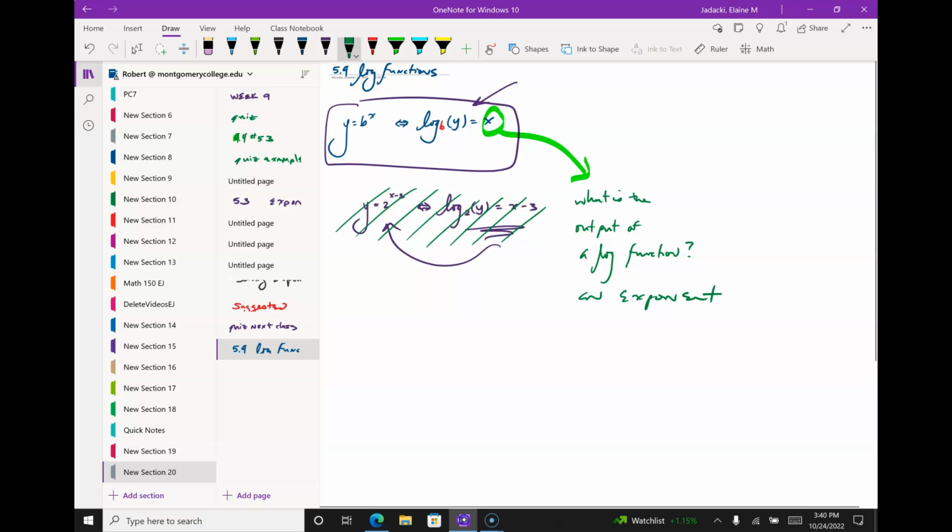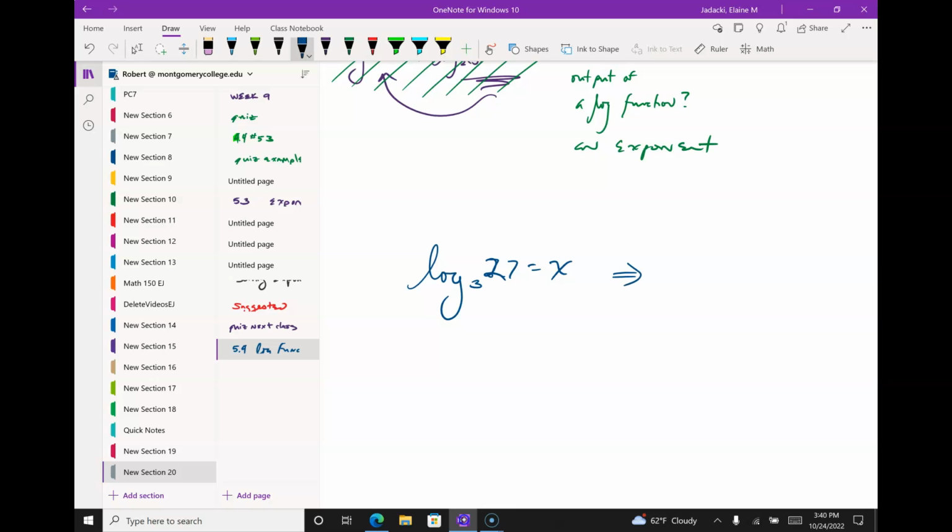Same thing here. When I'm speaking logs, in my head I'm translating to exponentials. So, for example, log base 3 of 27 equals x. I don't know if I could think of that right away, but I can translate it. What do I get when I translate it? 3 to the x is 27. So now it's easy, x is 3. So right now, your goal is to translate everything. If you get a log, translate it to exponentials. The book's going to ask you to translate an exponential to a log, translate a log to an exponential, and solve if possible.